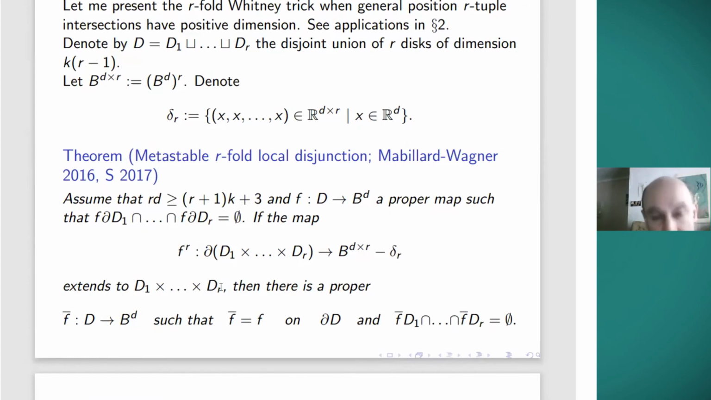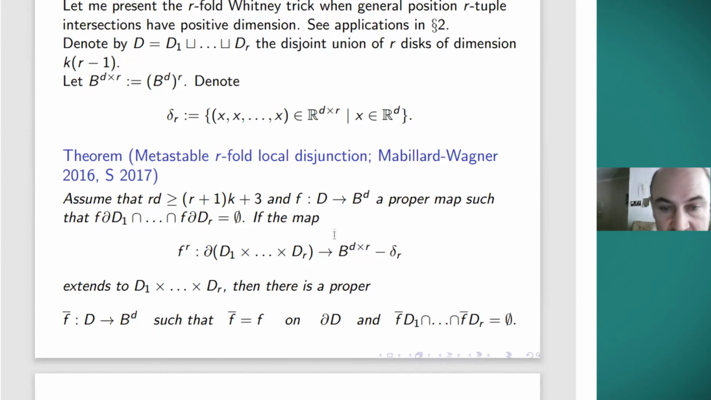But the point of the theorem is that the opposite implication also holds. That is, if this map extends to the product of the disks, then there is a proper map from the same disjoint union to B^D, which coincides with F on the boundary and which does not have R-fold points coming from different components. Perhaps I have to explain this statement and comment on it rather than give an idea of proof.